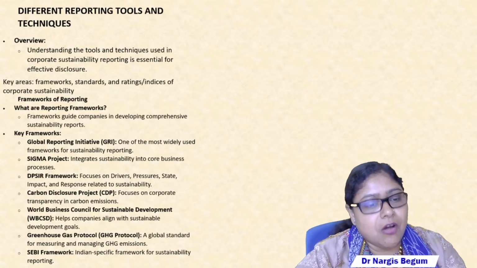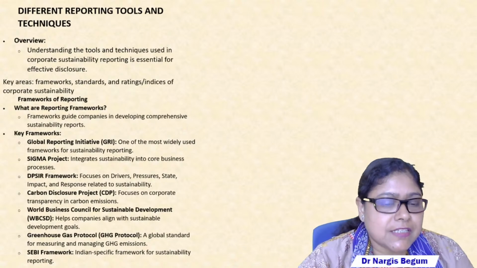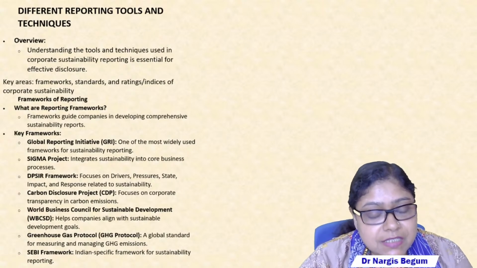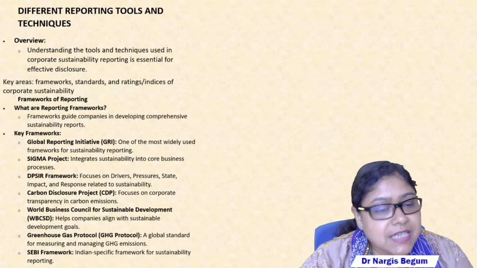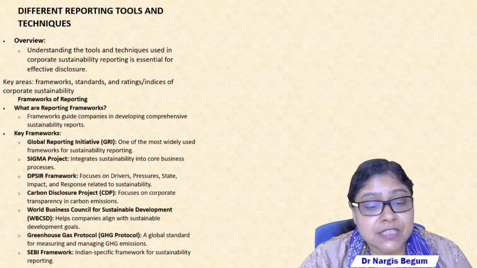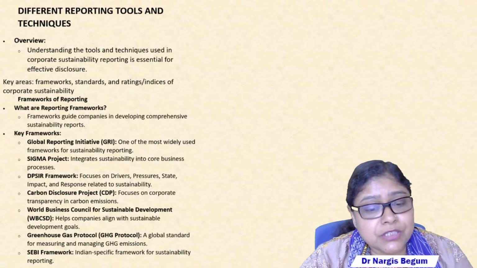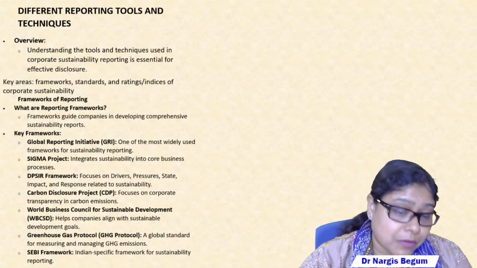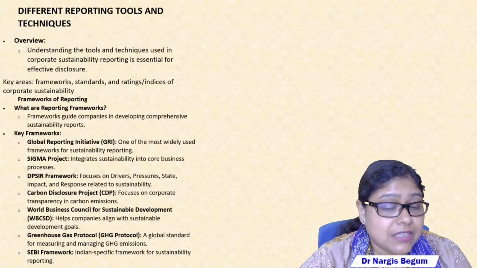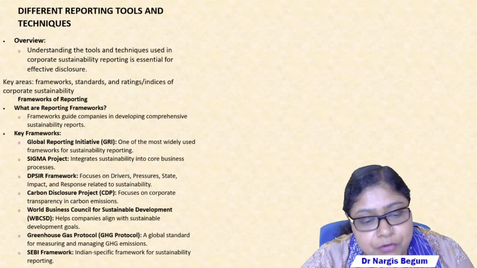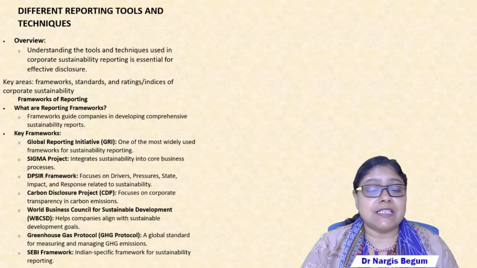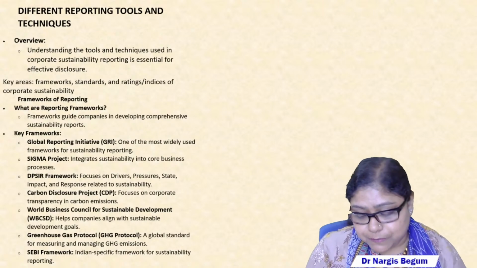What are the key frameworks? One is the Global Reporting Initiative, GRI, the most widely used framework for sustainability reporting. Sigma project, it integrates sustainability into core business processes. DPSIR framework, it focuses on drivers, pressures, state, impact and response related to sustainability. Carbon Disclosure Project, it focuses on transparency in carbon emissions in the environment. World Business Council for Sustainable Development, it helps the company align with the SDGs. Greenhouse Gas Protocol, GHG protocol, a global standard for measuring and managing GHG emissions. SEBI framework, an Indian specific framework for sustainability reporting.